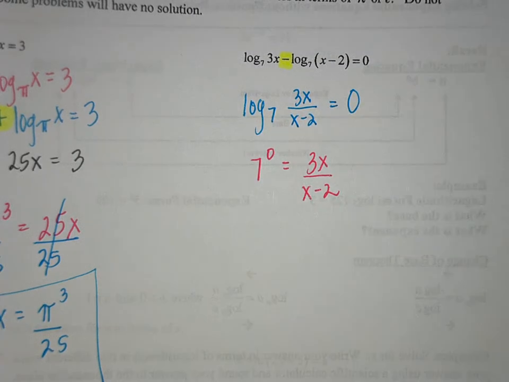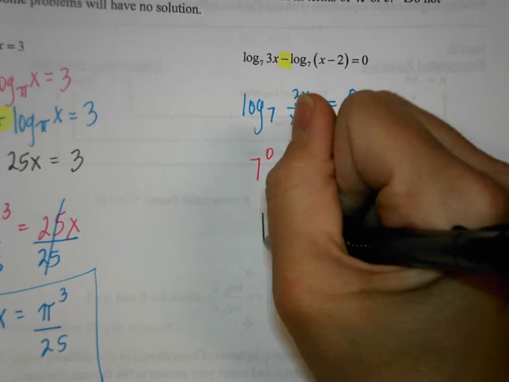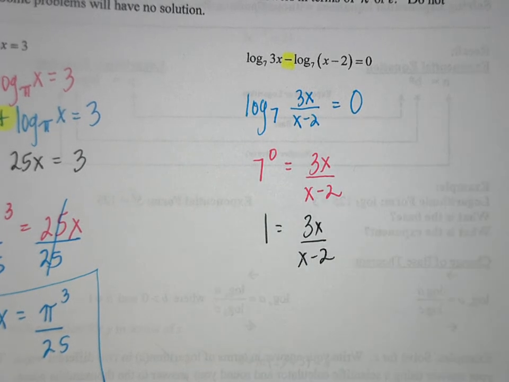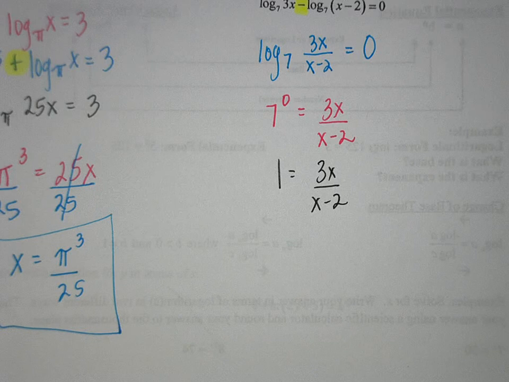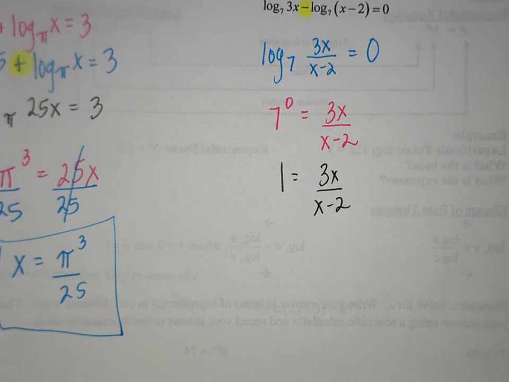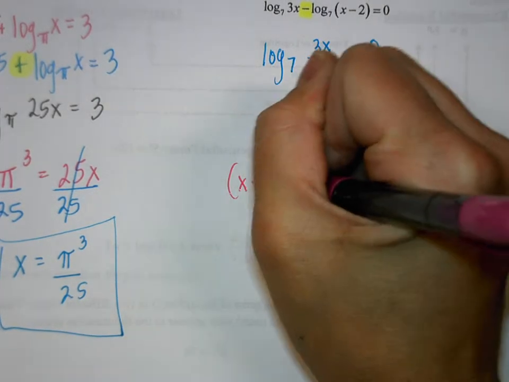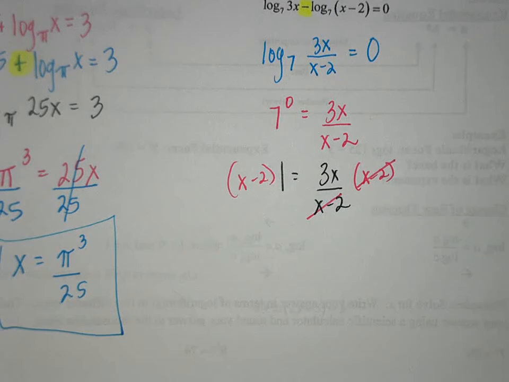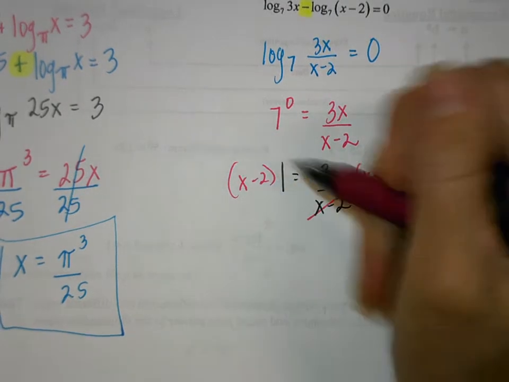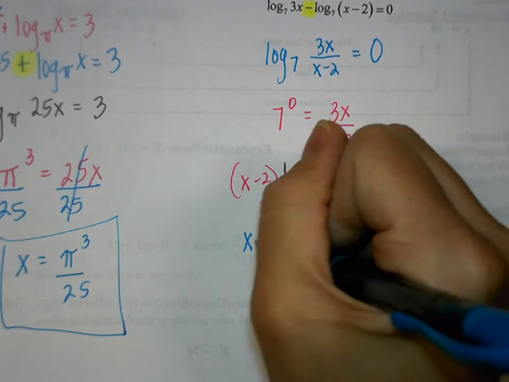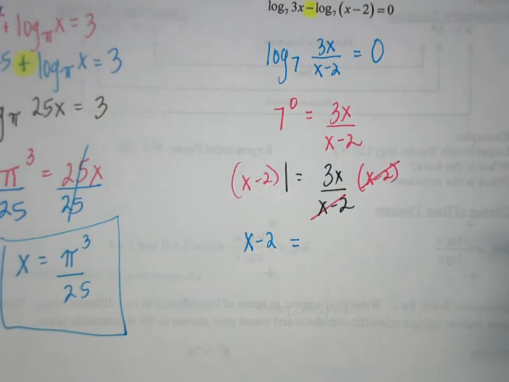What is anything to the 0 power? Good. I'm just going to rewrite it. You can skip that if you want to. Am I going too fast? Okay. So now we have 1 equals 3x over x minus 2. How do I eliminate the fraction? Good. Multiply by x minus 2 to both sides. That eliminates those fractions. When you distribute the 1 through, 1 times x is still going to be x. 1 times negative 2 is negative 2. So we have x minus 2 equals what? 3x.